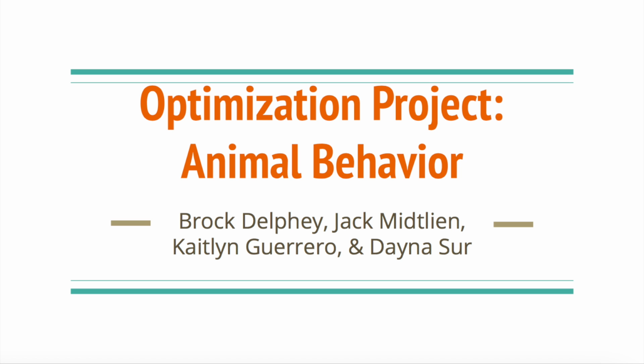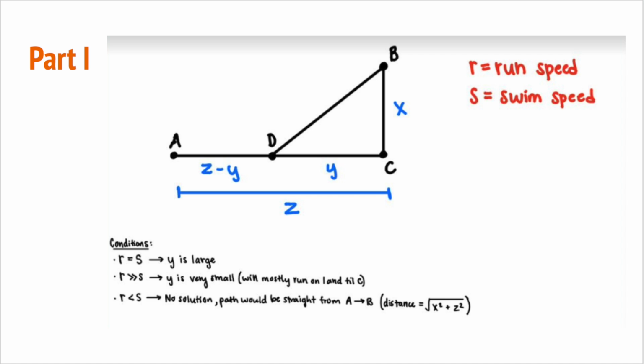So for this project, we're trying to get the dog Lassie from point A to B in the fastest way possible. A couple of variables that we don't know. R is the running speed, which would be from point A to D, and S is her swim speed, which would be from point D to B, or C to B if she ran all the way from A to C. A couple constants are the Z value, which is the distance that Lassie would run on land, and the X value, which is the distance that she could swim.